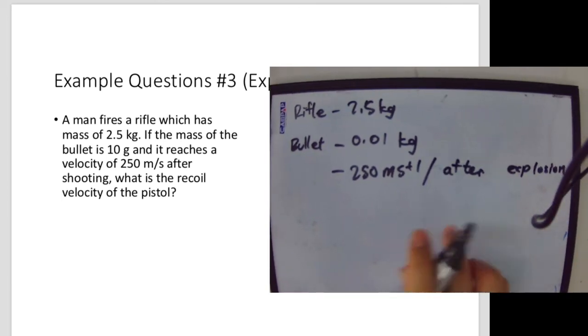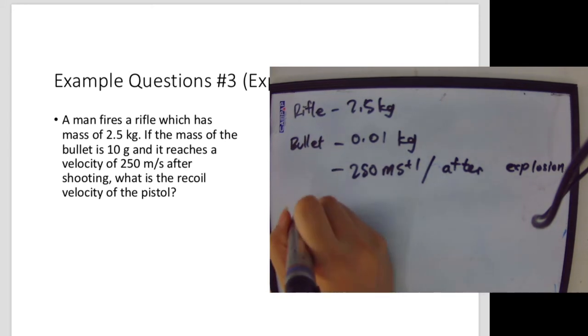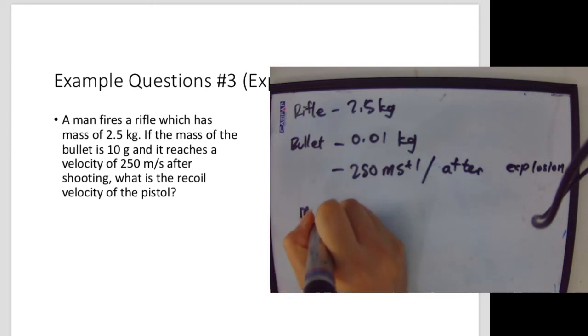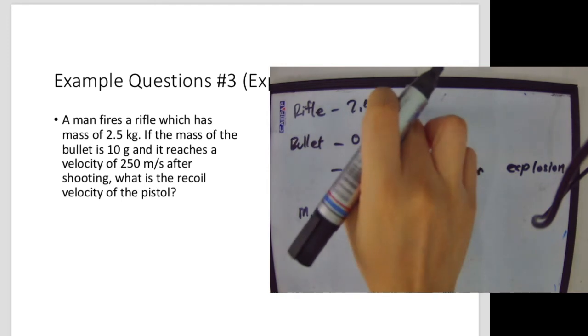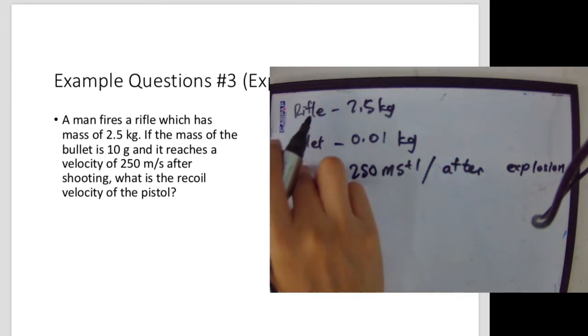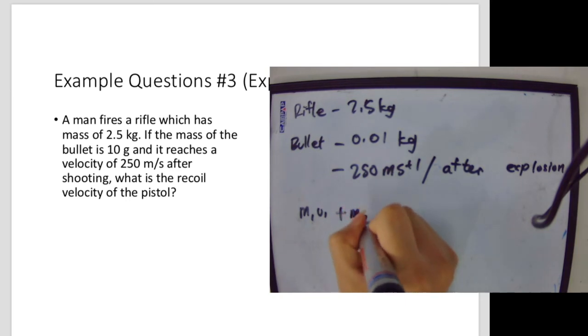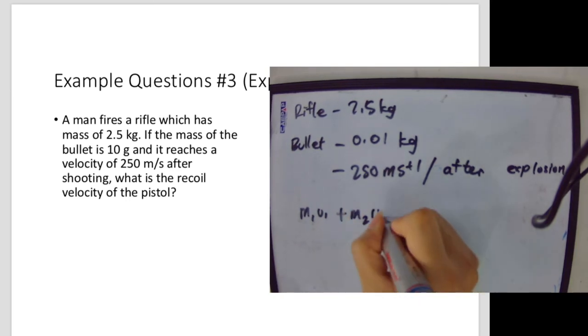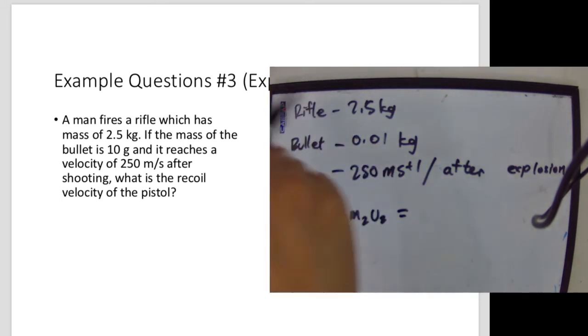So meaning to say, we're using the same formula, M. So the momentum of the rifle combined with the momentum of the bullet should be the same as the momentum of the rifle and the momentum of the bullet after he shoots.